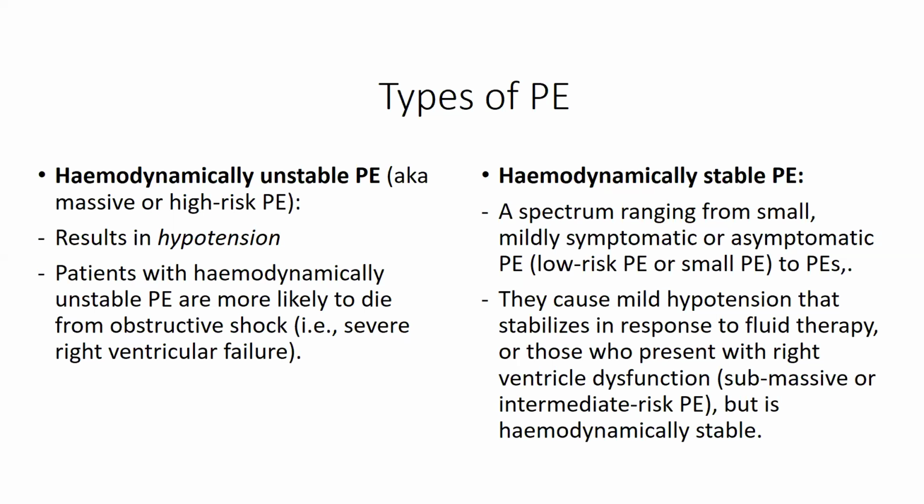There are some patients that have pulmonary embolism, but they're hemodynamically stable. It ranges from mild symptomatic or asymptomatic PE. This can cause hypotension, but most of the time the hypotension responds to adequate intervention like fluid therapy, and sometimes those who come with right ventricular dysfunction may have some hemodynamic instability. So this one will respond to fluid therapy, and sometimes giving inotropes will help.